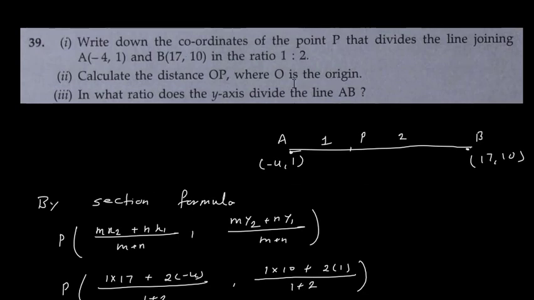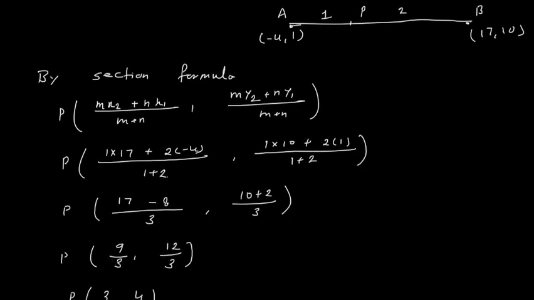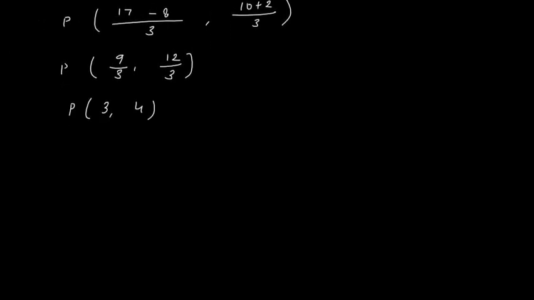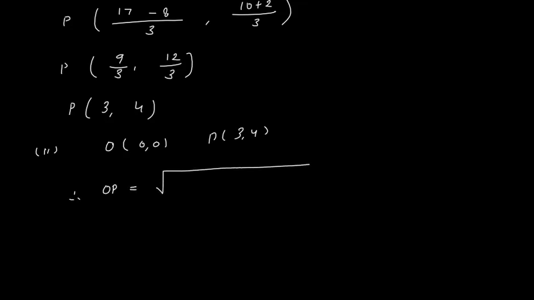Now second is to calculate the distance OP where O is the origin. So this is the first part. Second part, we have O is the given origin, that is 0 comma 0, and P is given 3 comma 4. So therefore distance OP, again the formula is root of x2 minus x1 the whole square plus y2 minus y1 the whole square. This is the distance formula.